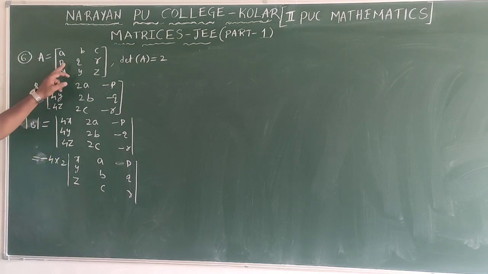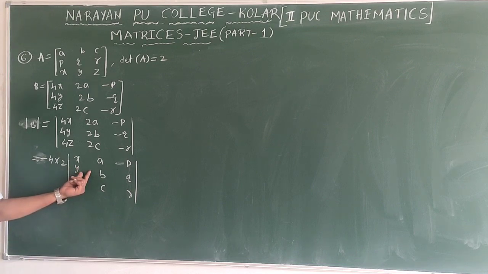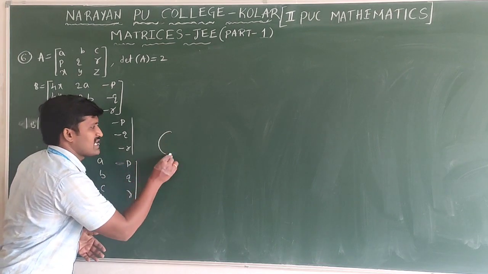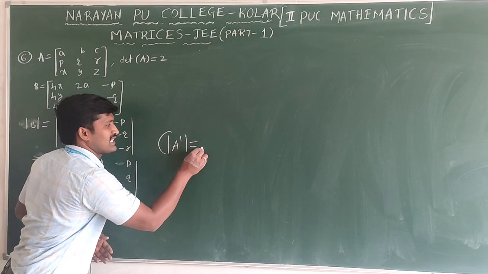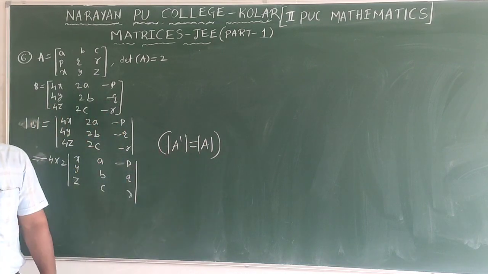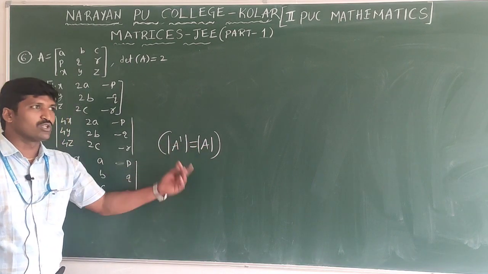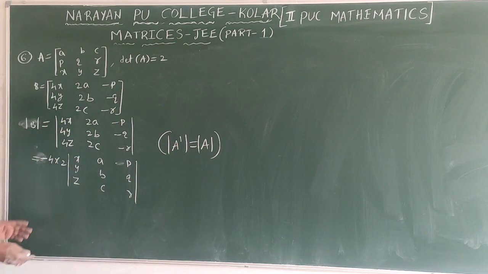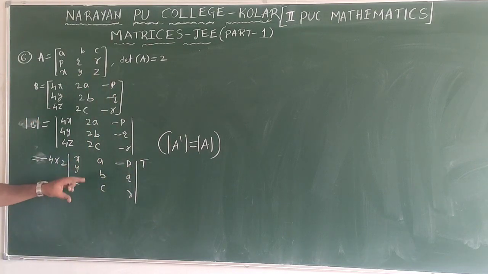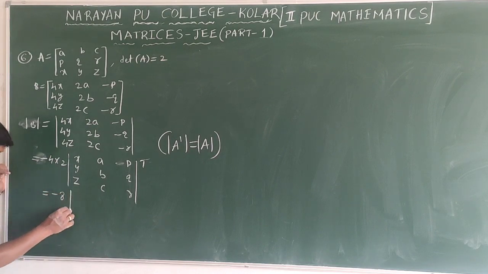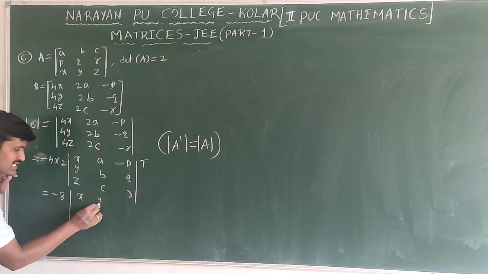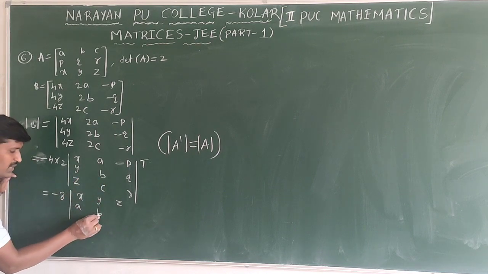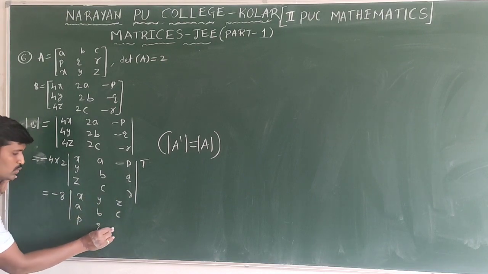Here, simple logic, there is a relation between A and this det of B by applying transpose. Yesterday we discussed, det of A dash and det A both are the same. The determinant of the transpose of a matrix and the original matrix are equal, no changes. If you apply transpose for this, the determinant remains the same. If you interchange this, what you will get is minus 8 into det of x, y, z, a, b, c, p, q, r.